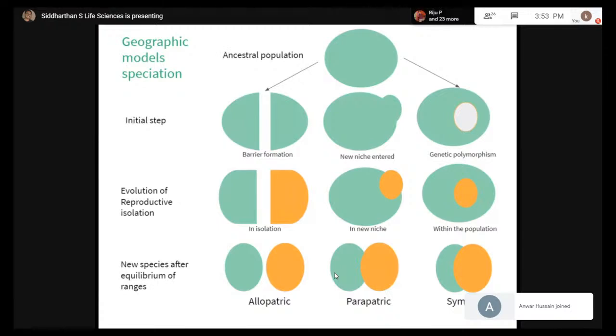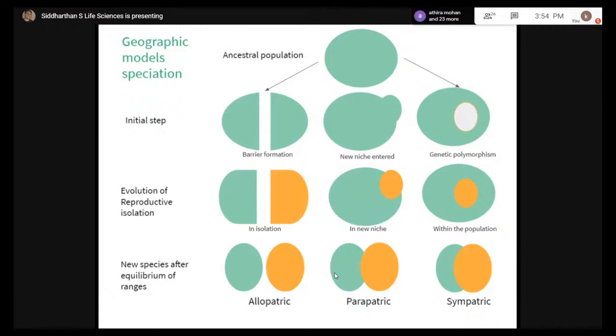Due to this, they accumulate a lot of mutations, and these mutations start reflecting in their morphology as well. Due to their morphological changes, they are not able to reproduce among themselves anymore. So the species look different, and also they are not able to interbreed among themselves. This gives rise to two new species from an ancestral species. This is allopatric speciation, where speciation occurs at two different geographic locations.